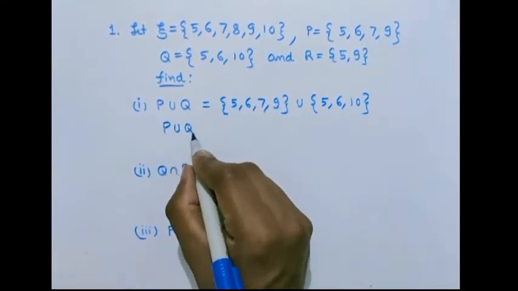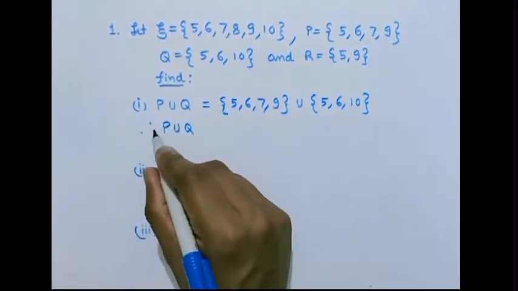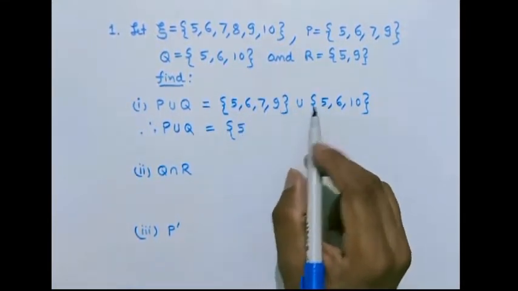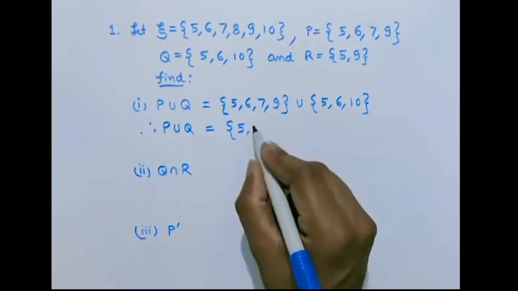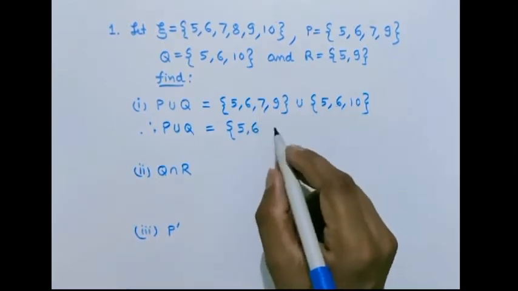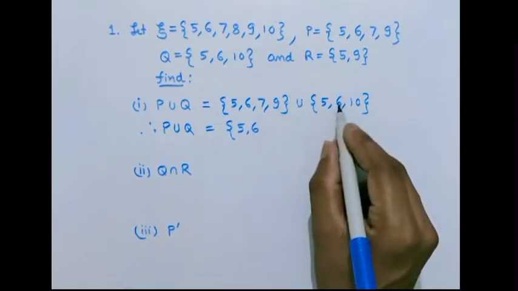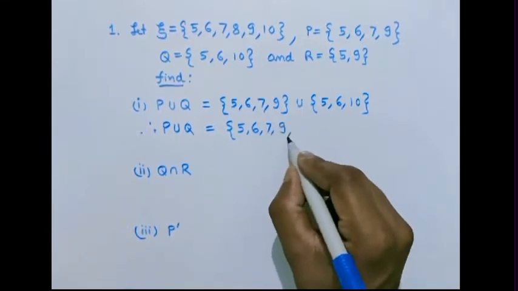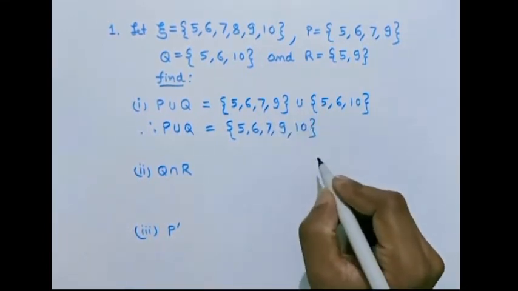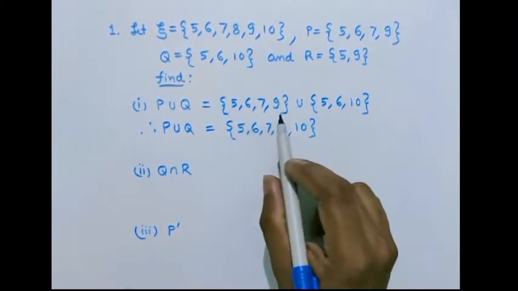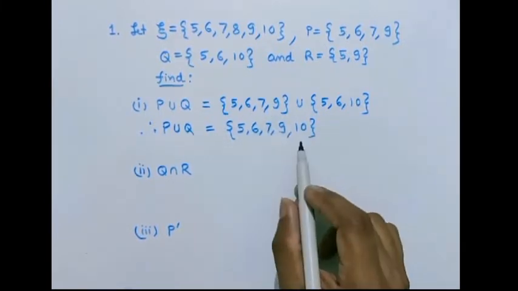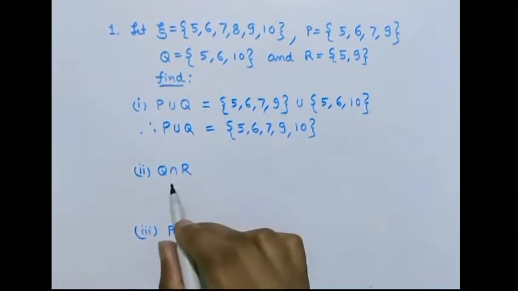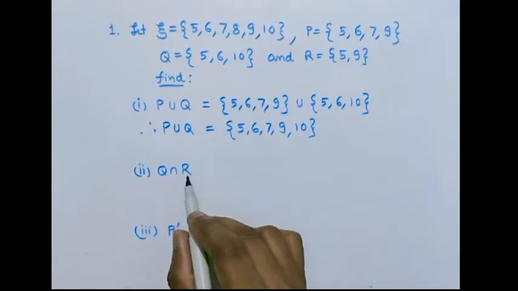So you can say therefore P union Q is equal to, 5 is already there, so we take it once, then 6 is also there, we take it once, then 7, then 9 and 10. So 5, 6, 7, 9 and 10 will be the union of P and Q. Clear? Next, Q intersection R.